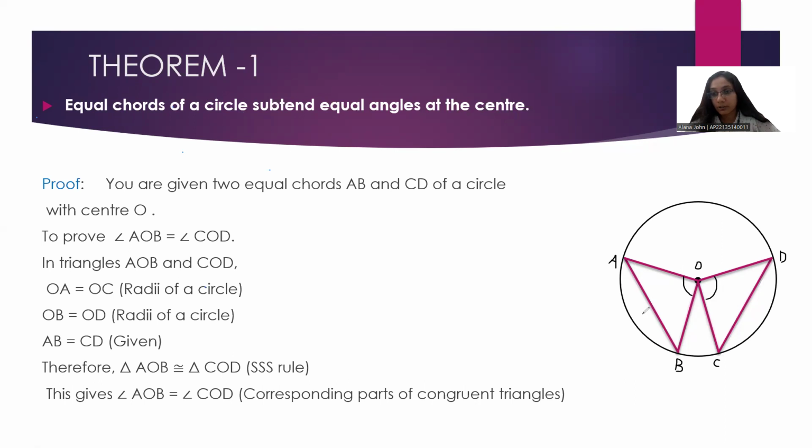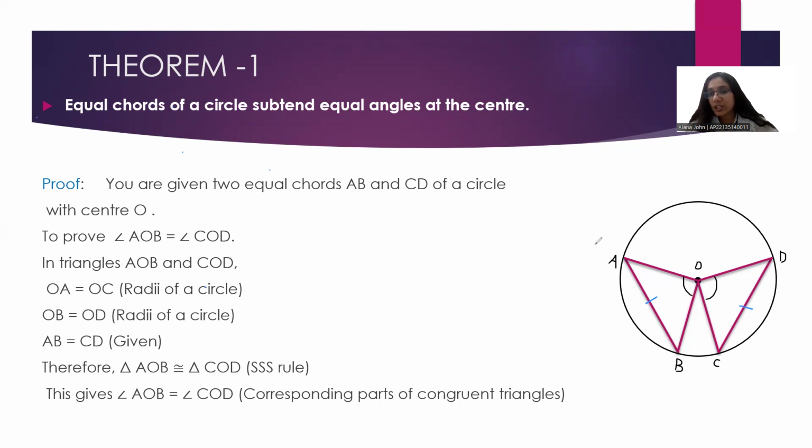So just focus here. If you're taking two chords, see here AB is a chord and CD is also a chord. Forget the remaining lines which are drawn here. Just consider these two, chord AB and chord CD. And suppose that these two chords are of equal length. Okay. Then what is meant by the angle subtended by the chord? The angle subtended by the chord at the center will be equal. The theorem says that if you have two equal chords, then the angle subtended by them at the center will be equal. How to obtain the angle subtended by them at the center?